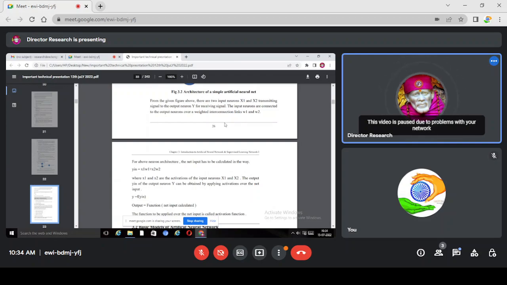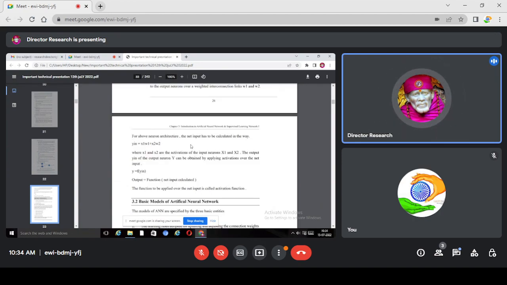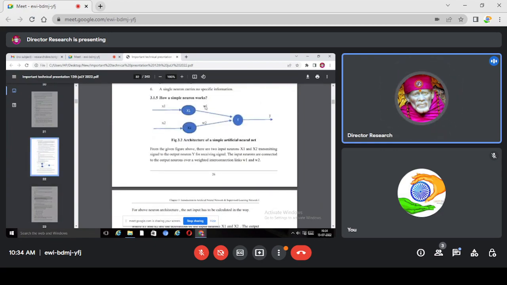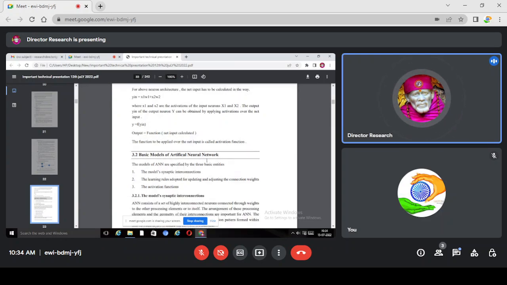For the above neural network architecture, the net input to be calculated is y_in equal to x1 w1 plus x2 w2. The corresponding weights we have to multiply, where x1 and x2 are activations of the input neurons X1 and X2. The output y is the output neuron Y, which can be obtained by applying the activation over the net input. Okay, this is the output function.